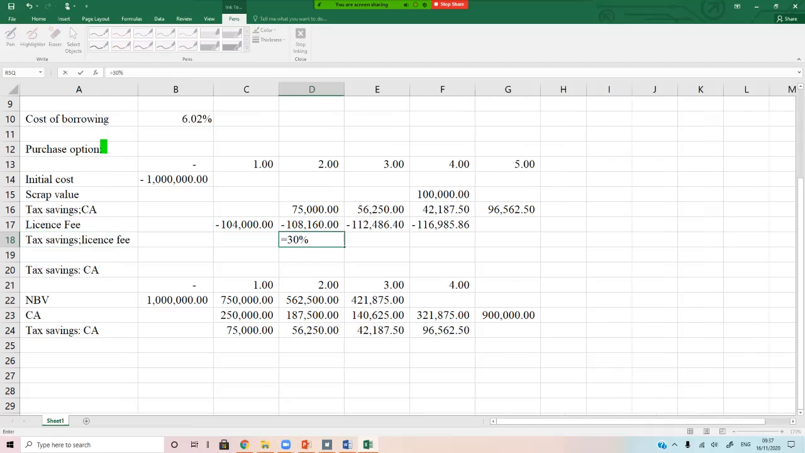Don't forget you're paying in arrears. Therefore, for year 1, you pay it in year 2. But these are savings, therefore I can begin my workings with a negative here because they're savings, they're cash inflow. Year 1 all the way to year 5.